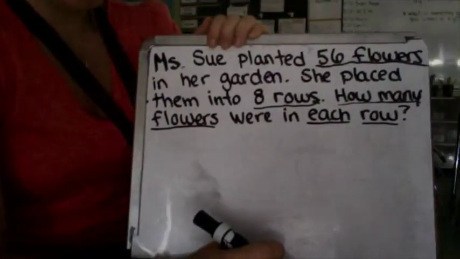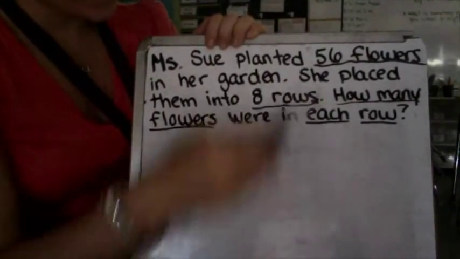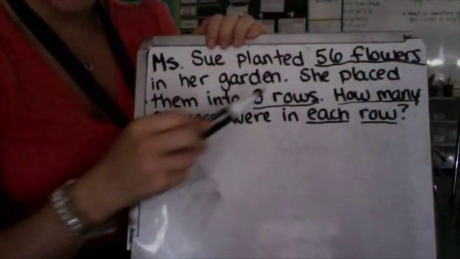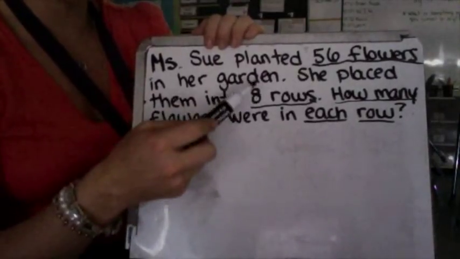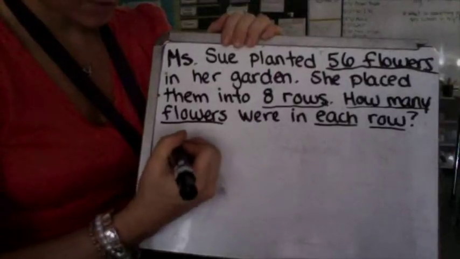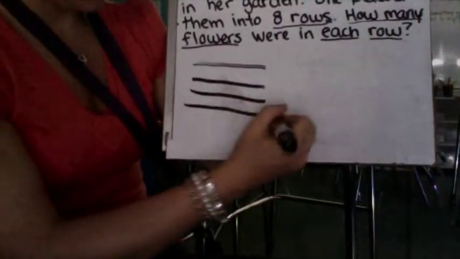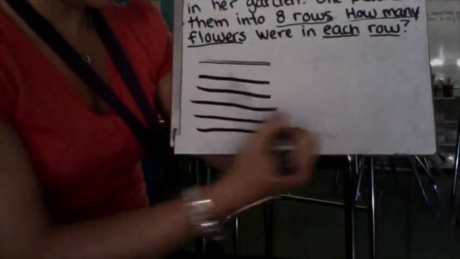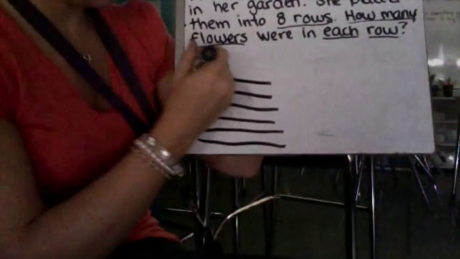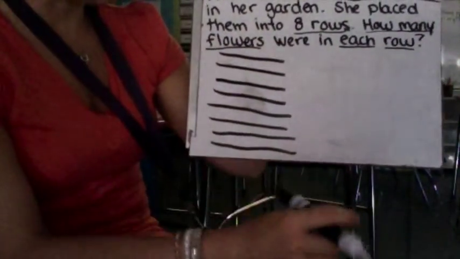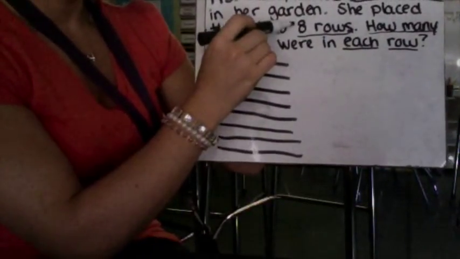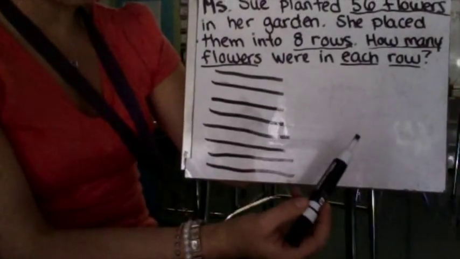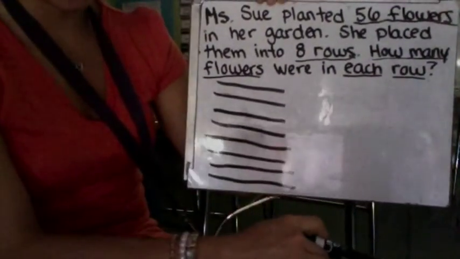So how many were in each row? So I'm going to think about how I could model this out now. I know that I've got 56 flowers total, and I know that I've got 8 rows. So I know how to draw out 8 rows, and so do you. So let's draw out 8 rows together. 1, 2, 3, 4, 5, 6, 7, and 8. If you have to redo your rows or your drawing, go right ahead. Okay? But it says I have 8 rows. But I don't know how many are in each row.